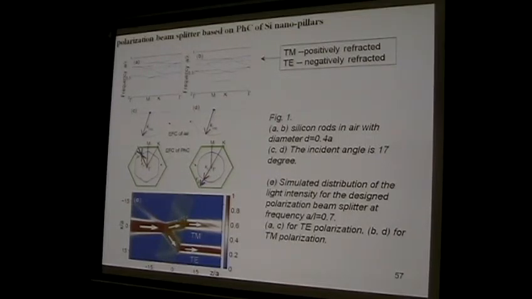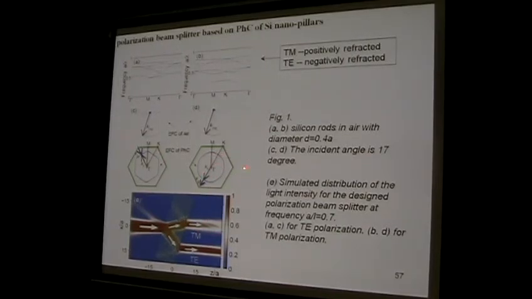Another example, we made this kind of beam splitter. We make this photonic crystal, and we designed it so the effective index has different values, positive for the TM polarization, but negative effectively for the TE polarization, and then we can separate the two polarizations. The light with both polarizations goes in, hits the photonic crystal, and then separates. One goes the negative reflection way, and another is positive reflection, and they separate.